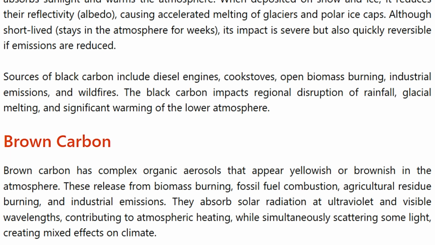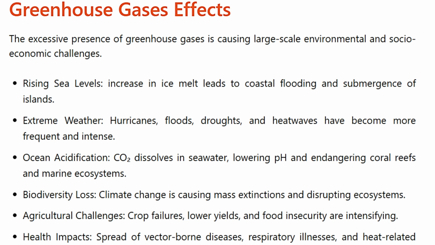Brown carbon. Brown carbon has complex organic aerosols that appear yellowish or brownish in the atmosphere. These are released from biomass burning, fossil fuel combustion, agricultural residue burning, and industrial emissions. They absorb solar radiation at ultraviolet and visible wavelengths, contributing to atmospheric heating, while simultaneously scattering some light, creating mixed effects on climate.